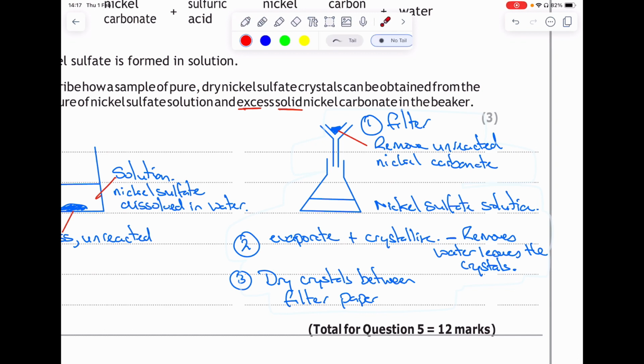Then what we can talk about is, once I've got this solution, how do we get the salt, the nickel sulfate, from the solution, from the water? Well, to do that, we'd evaporate, and then we'd allow it to crystallize, let the crystals form. And the evaporation means we remove the water, and we leave the crystals behind when we remove the water. And then once I've got those crystals, we need to get them dry. So to get them dry, we would put the crystals on a piece of filter paper. We put a piece of filter paper over the top, and that would create those dry crystals that we would need to obtain.